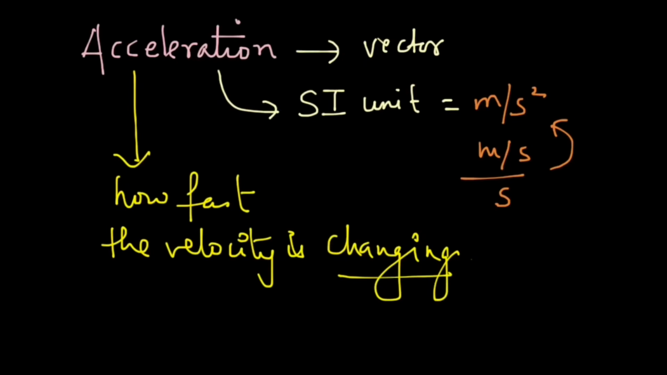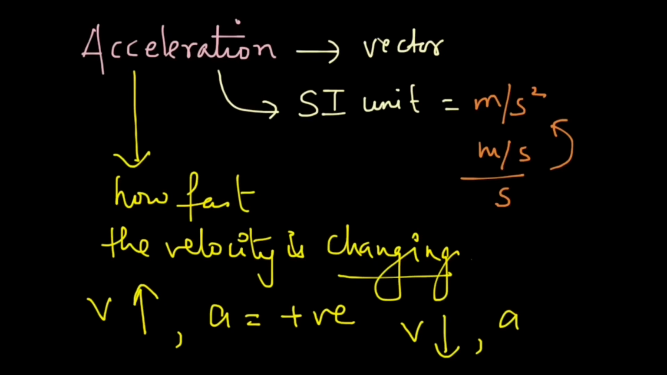Acceleration tells us how fast the velocity is changing. So when a body is speeding up, that is its velocity is increasing, we take the acceleration to be positive, and if the magnitude of its velocity is decreasing, then we say that the acceleration of the body is negative. And the term that we use for negative acceleration is deceleration.